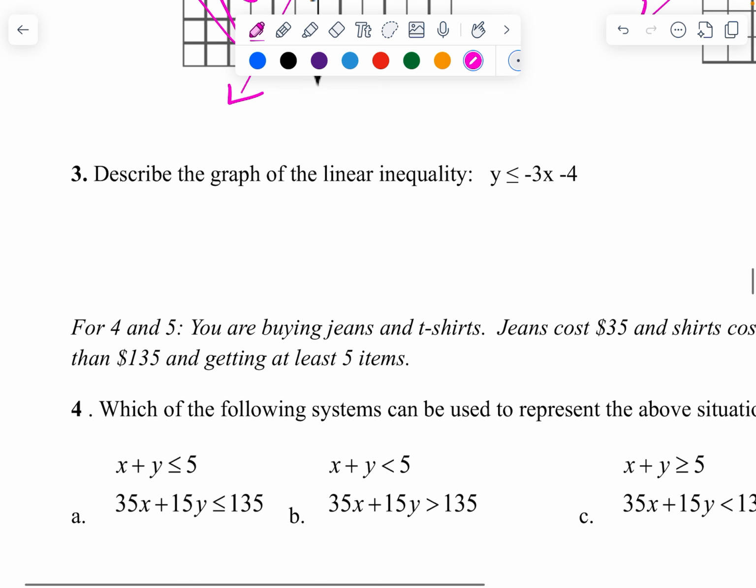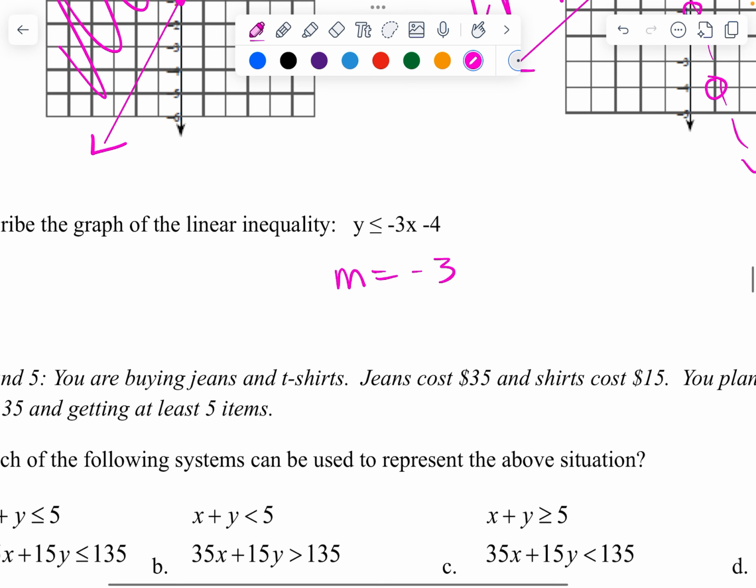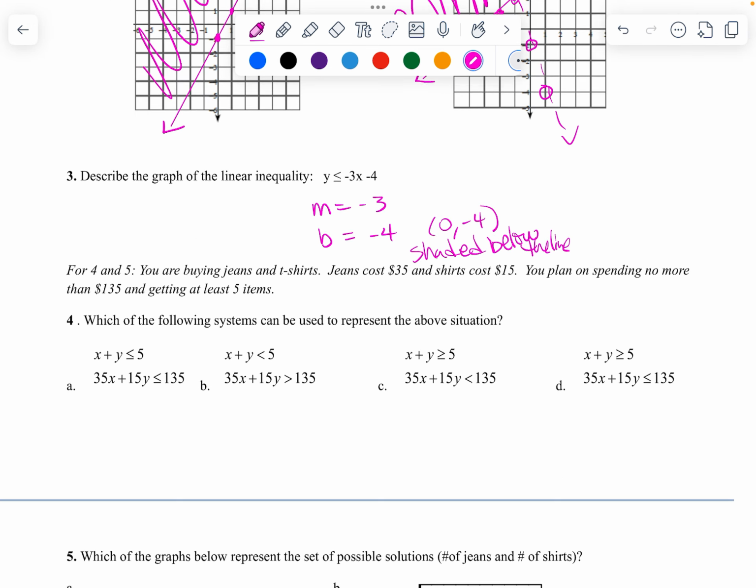Describe the linear inequality. It has a slope of -3. It has a y-intercept of 0, -4, and it is shaded below the line. Okay.